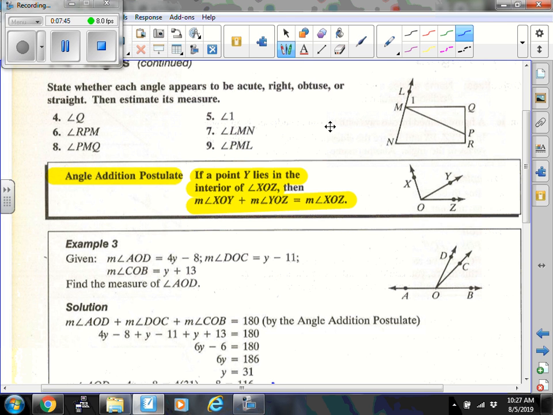Basically, if I take angle XOY, let's say that has a measure of 70 degrees. And I have a common ray that's shared between both angles, OY, and angle YOZ, say that measure is 30 degrees. This postulate says I can take the measure of angle XOY, which is 70 degrees, add the measure of angle YOZ, which is 30 degrees, to get the measure of the whole angle, which is 100 degrees.